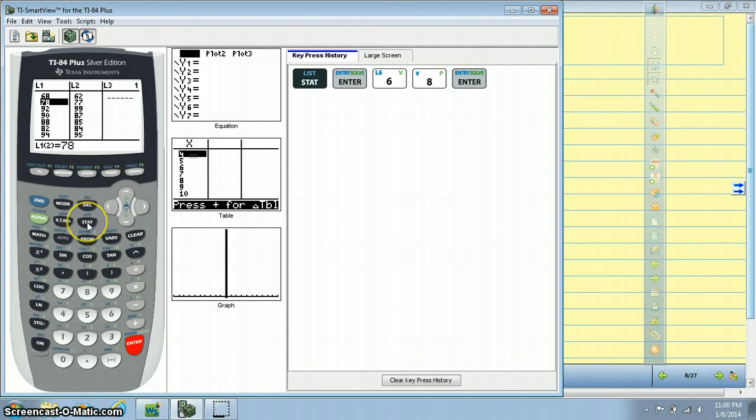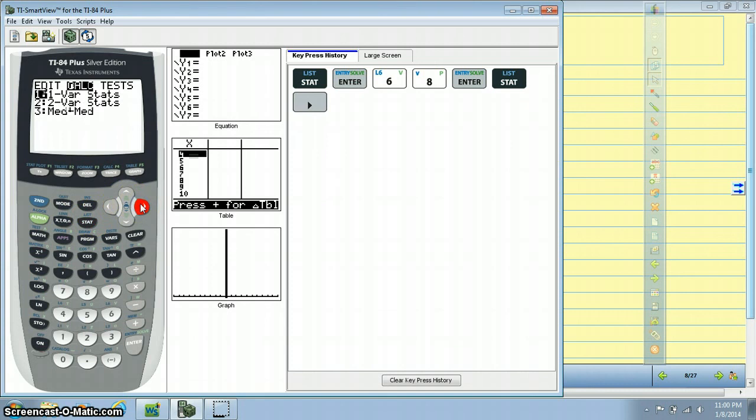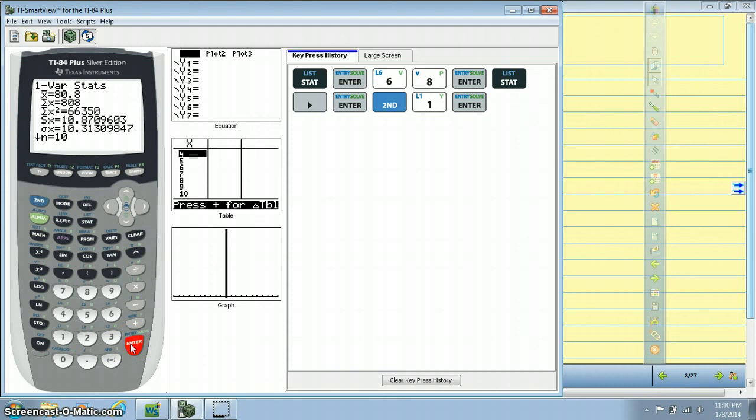Now, to calculate the mean and standard deviation, we're going to hit stat again and calc, and it's already on 1, so we're using number 1. And I'm going to say L1 is what I want to calculate first. So I hit second and 1, which gives me L1, and enter. And you can see that the mean is that X with the line across the top, 80.8. Now, the SX, a few spots down, is standard deviation of the sample, which is 10.87.